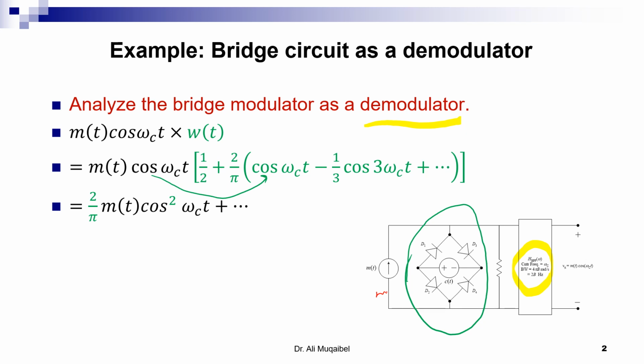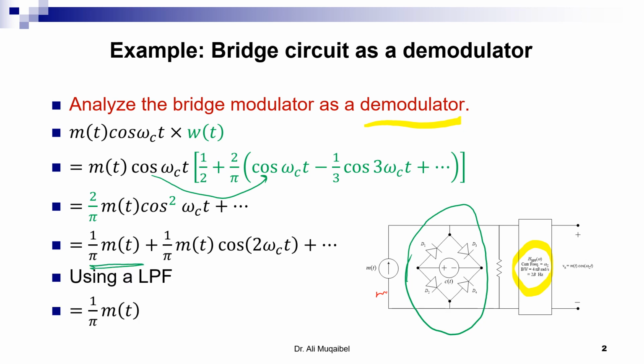The only way I can get the message back is through this cosine square, because the cosine square, remember, can be translated into 1/2 times (1/2 plus cosine double angle), from which we get what we want. Through the low pass filter, we get the objective term. Once more, remember that scaling is not a distortion.